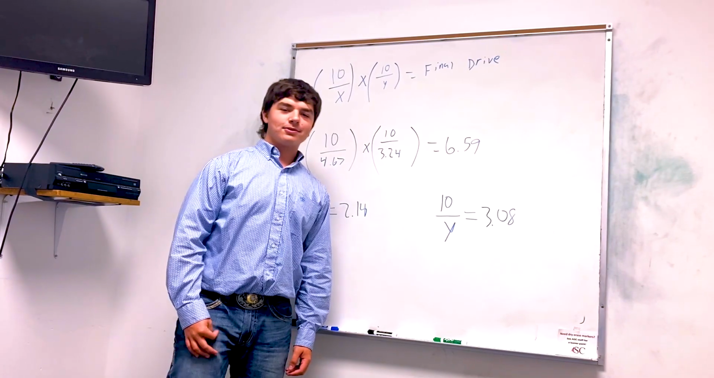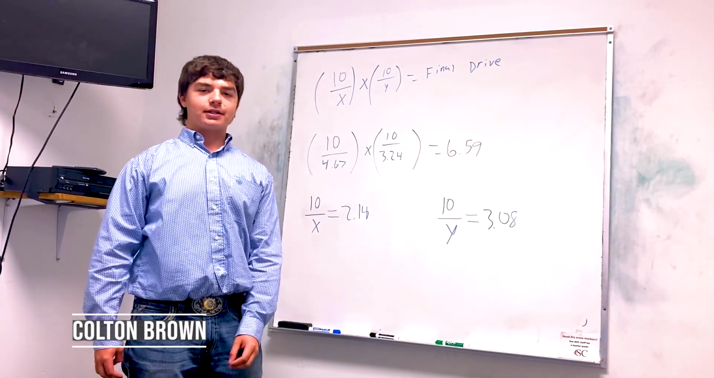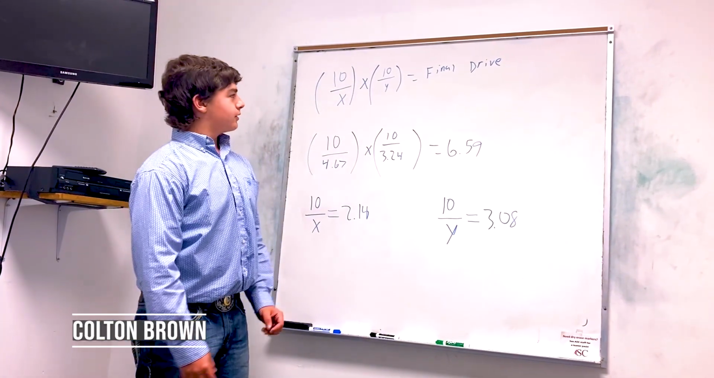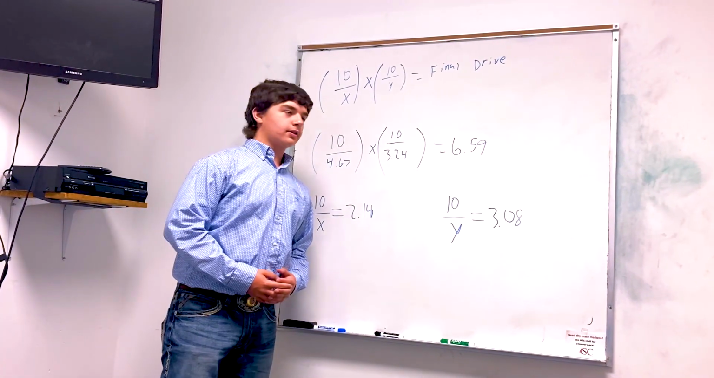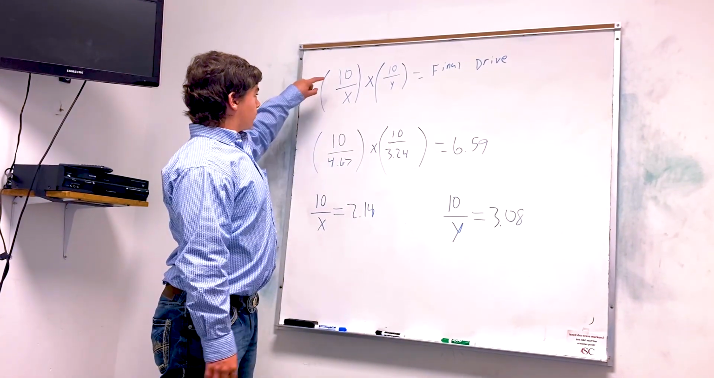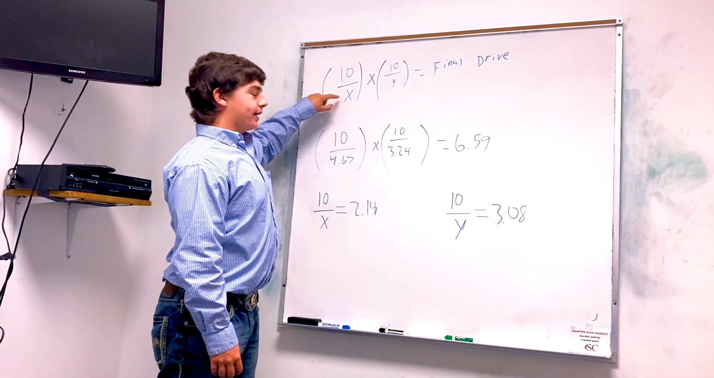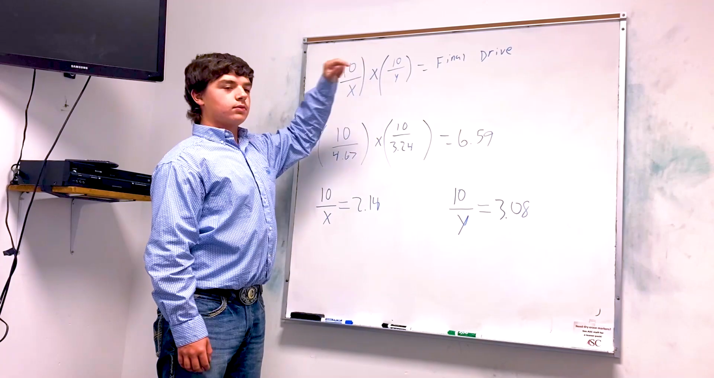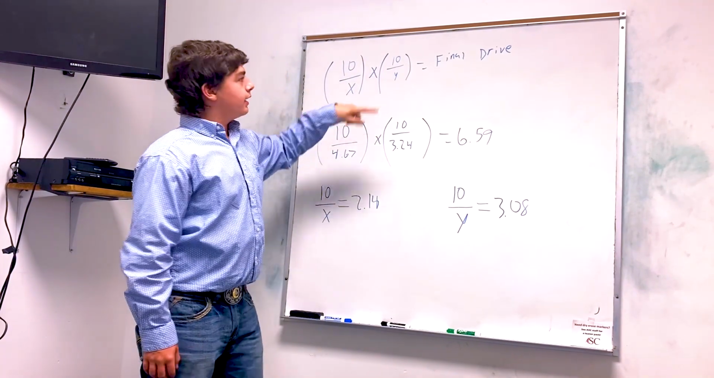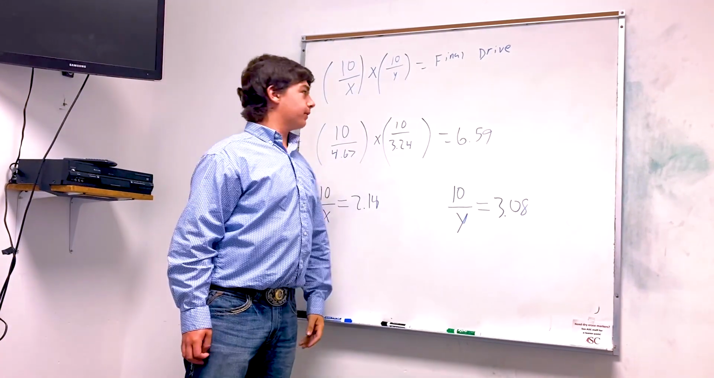My name is Colton Brown, and this is my Math and People Project presentation video. So for my presentation, I chose finding the final gear ratio on my race car. And with that, I had 10 over X, with X being the output of my transmission, times 10 over Y, which Y is the output of my rear end gear, gives me my final drive ratio on my race car.